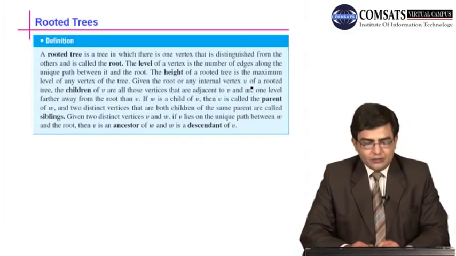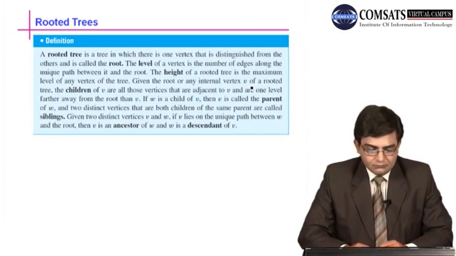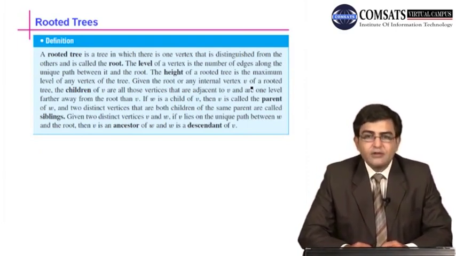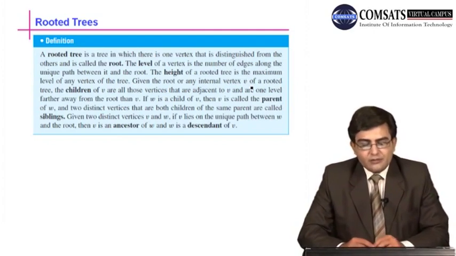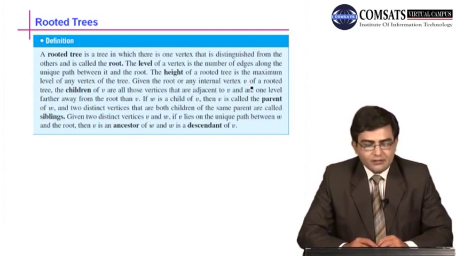So what is a rooted tree? If we look at the formal definition, a rooted tree is a tree basically in which there is one vertex that is distinguished from the others and is called the root. The level of a vertex is the number of edges along the unique path between it and the root. We shall discuss all these points which are given in the definition of rooted trees with the help of an example. The height of a rooted tree is the maximum level of any vertex of the tree.